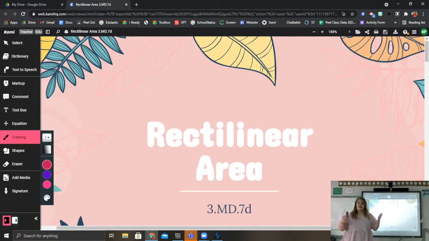In previous lessons, we have talked about area. The only difference is today, we're going to be expanding our knowledge. We're going to build on just knowing the area of a square or a rectangle and now making some kind of crazy shapes and adding them together to find a new area. So I think you're ready. Let's go ahead and get started.